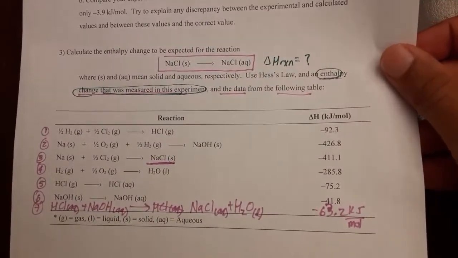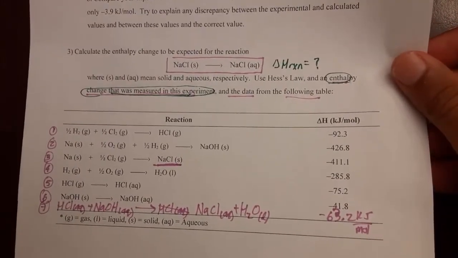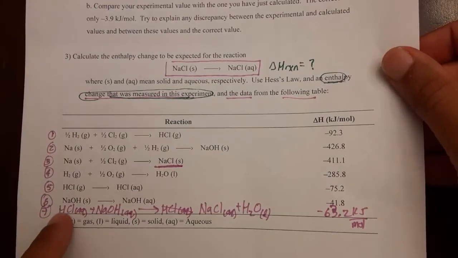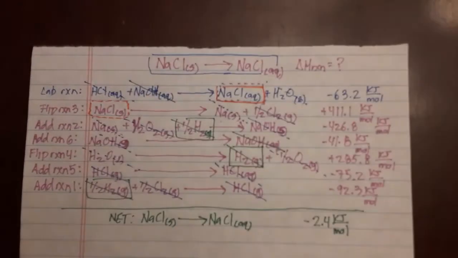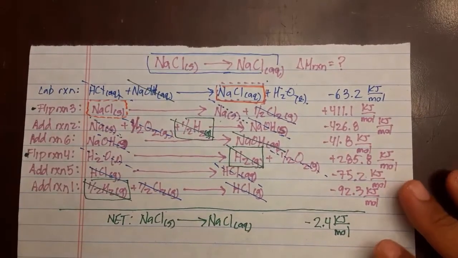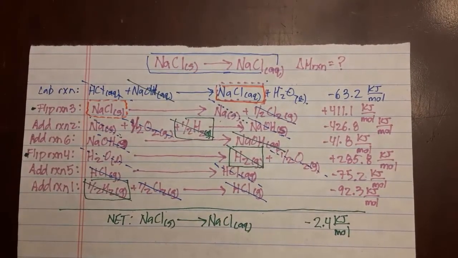So notice this Hess's law problem. You have 7 reactions. This is the reaction that you did experimentally. These 6 are from the data table. Out of those 7 reactions, we had to flip 2 of them and then add the rest in a very specific sequence.